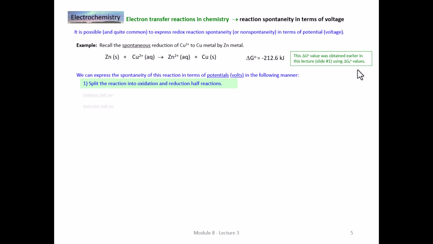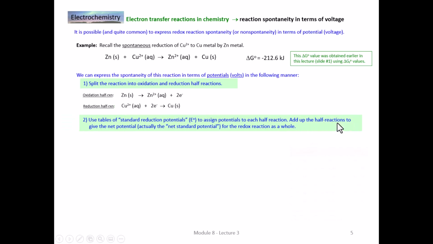Here we recognize that the oxidation half reaction was zinc on the left going to zinc 2 plus on the right, kicking out 2 electrons. So zinc has lost 2 electrons. And the reduction half reaction was that the 2 electrons from the zinc metal are reducing copper 2 plus ions to copper.